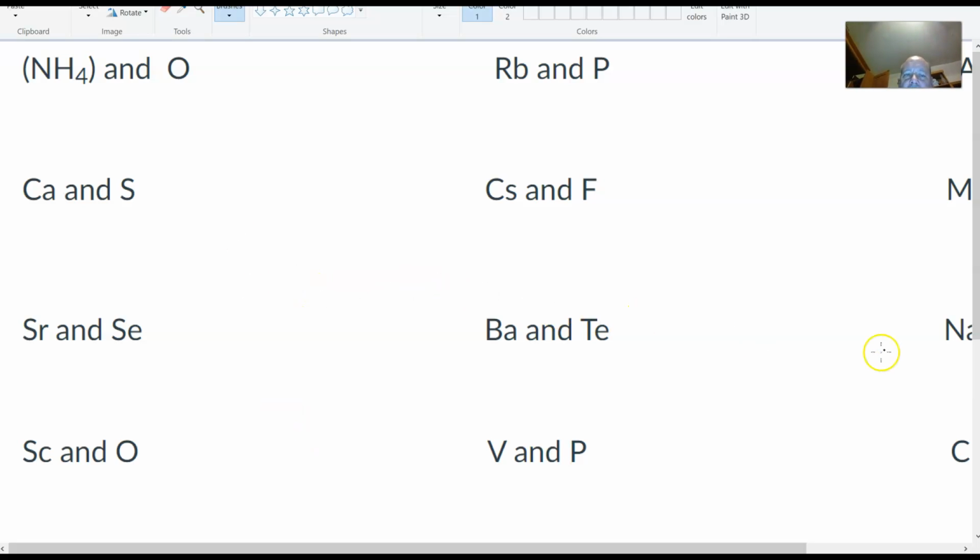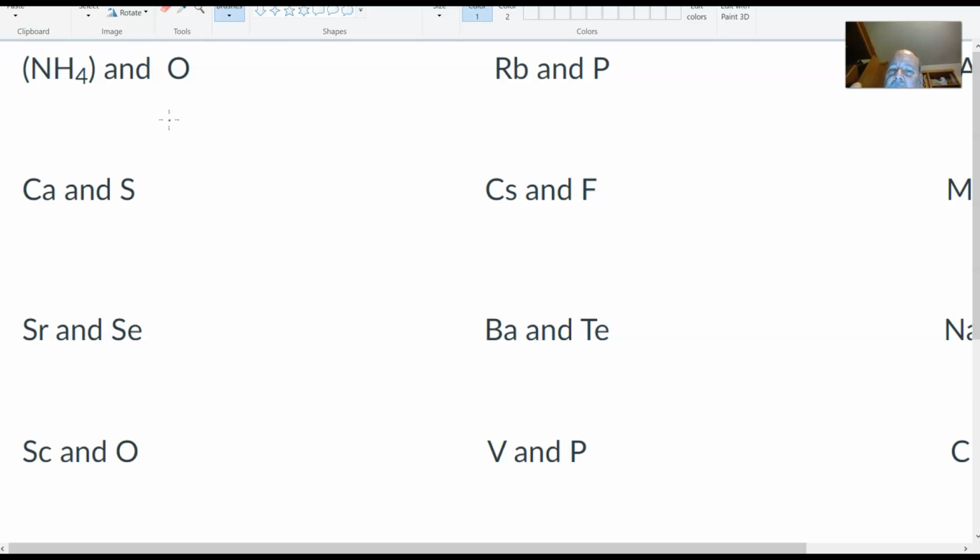Okay, so I've got this list of pairs of ions here, and we're going to create formulas for these. And so we said the first thing that we are going to do is figure out what the charge on each thing is.